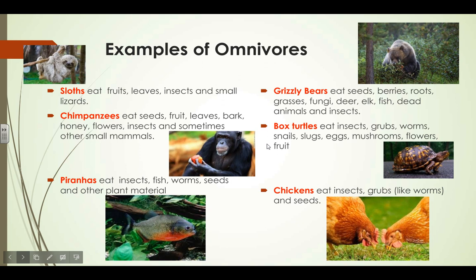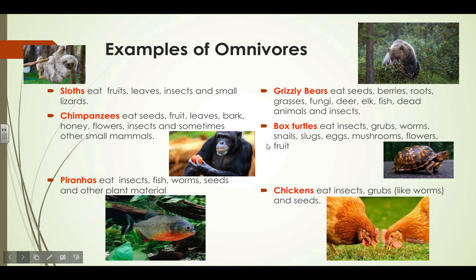Now, grizzly bears, again, this is different to polar bears, and it's different to panda bears. Grizzly bears love to eat berries, and they also love to eat fish. So they have a balanced diet of carnivore, meat, and herbivore, plant. So they eat seeds, berries, roots, grasses, fungi, which are mushrooms. They eat deer, they eat elk, fish. They also eat dead animals and insects. So grizzly bears will eat everything that they find. In Canada, where Miss Kaari lives, you can even find the grizzly bears at the dump, and they're eating garbage, okay?